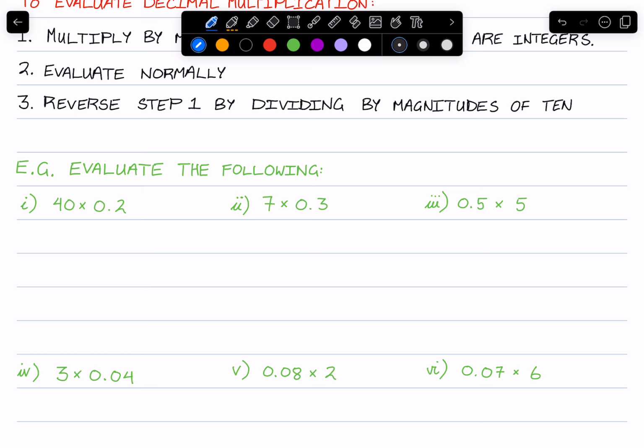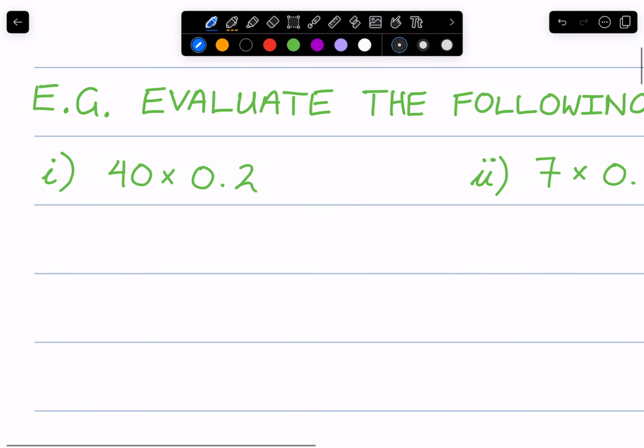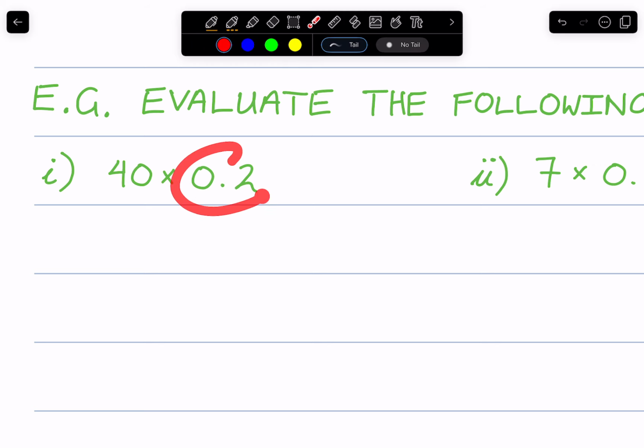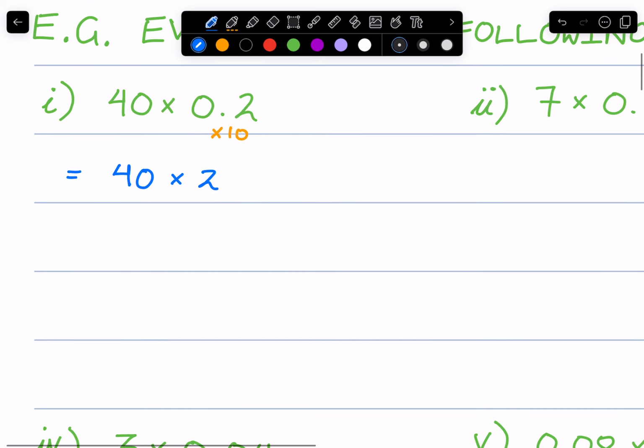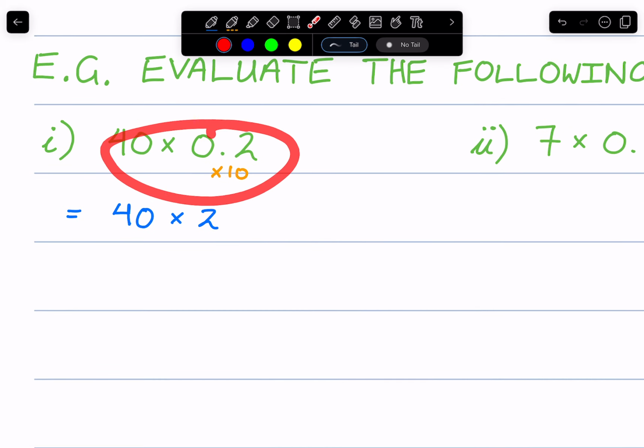So here we go. 40 times 0.2. First, I would like to make this decimal into a whole number. Since we only need to move this decimal place 1 spot to the right, I'm going to multiply this number by 10. So I can rethink of this problem as 40 times 2. So that was step 1.